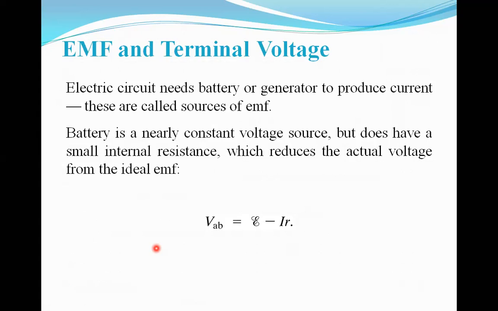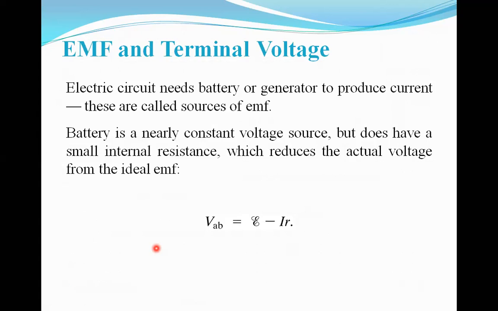A battery is a nearly constant voltage source, but it does have a small internal resistance which reduces the actual voltage from the ideal EMF. So the source which we are connecting will have its own internal resistance, which will be of a small value, called the internal resistance, with a value of small r.